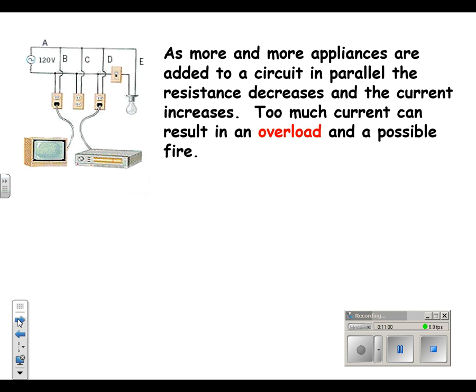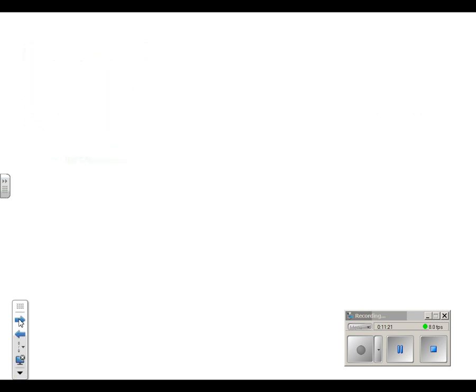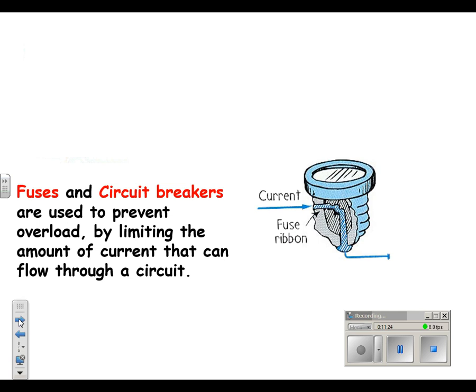So, as more and more appliances are added to a circuit in parallel, and we'll talk about this a little bit later too, the resistance will decrease, and so the current will actually increase if you look at Ohm's law. And too much current can result in an overload or a possible fire. So we install things like fuses and circuit breakers. Fuses and circuit breakers are used to prevent overloads, and what they do is limit the amount of current that can flow through the circuit.